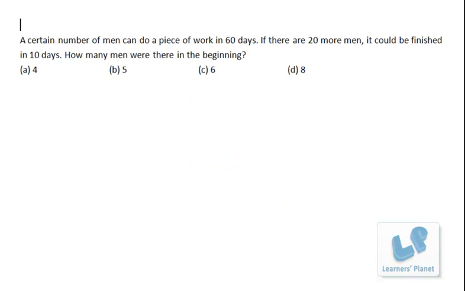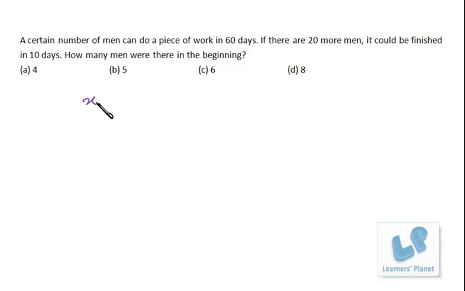Now let's see this problem. A certain number of men can do a piece of work in 60 days. If there are 20 more men, it could be finished in 10 days. How many men were there in the beginning? See, we do not know the number of persons involved initially. So let it be X.